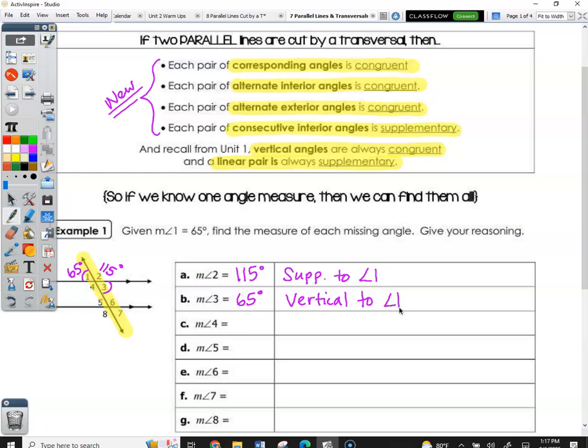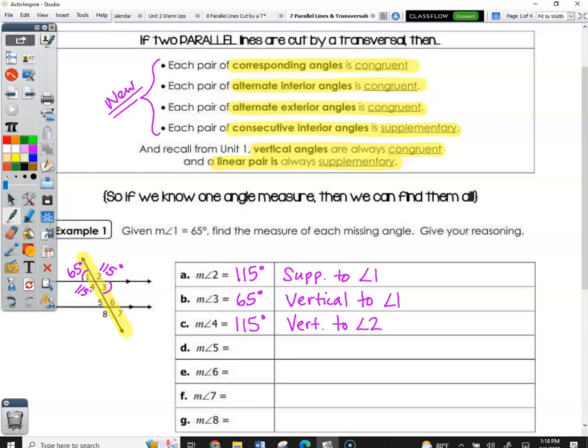Okay, if angle 2 is 115, then what's angle 4? 115. Why? Vertical. This is 115, and you're going to say that it's vertical. We can abbreviate this to vert to angle 2. Right? So if I give you one angle of any 2 lines crossed, you should be able to fill in all 4 angles. Now you are halfway done.